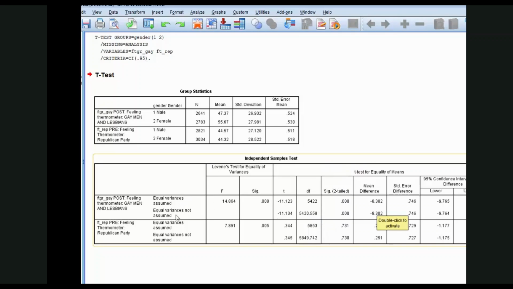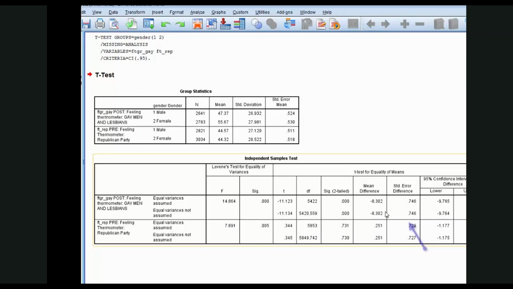Notice that each comparison has 2 rows of numbers. One is labeled equal variances assumed. The other is labeled equal variances not assumed. The equal variances not assumed row is generally more conservative, so that's the one to look at, and you can ignore the equal variances assumed row. So let's test the hypothesis about the gay feeling thermometer. Again, there's the mean difference, minus 8.302. That's 8 units of measure on the feeling thermometer, which would seem rather a lot, or fairly a large difference.